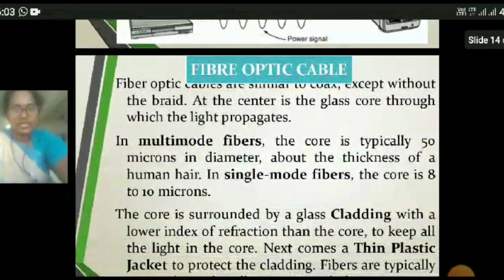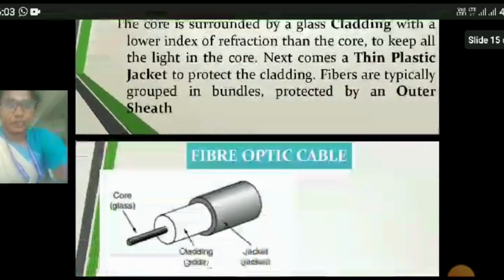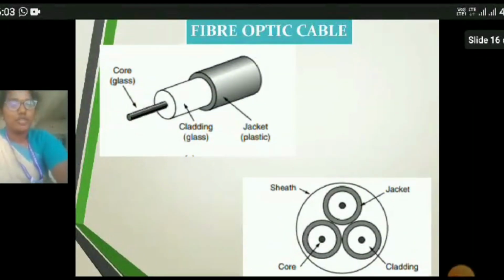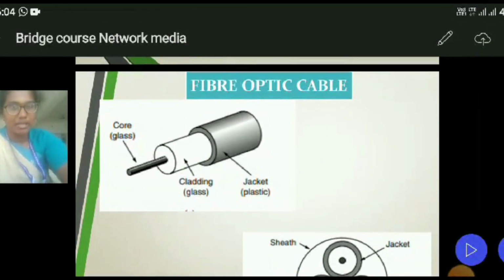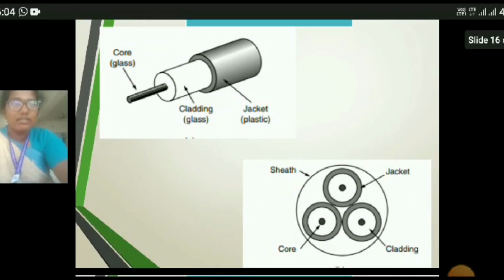Then we are going to discuss fiber optic cable. Fiber optic cables are similar to coaxial cable, except without the braid. At the center is the glass core through which light propagates. This is the visual representation of a fiber optic cable, which has a glass coating inside, and outside it has a plastic jacket, and inside it is covered with a sheet, jacket, core and cladding.